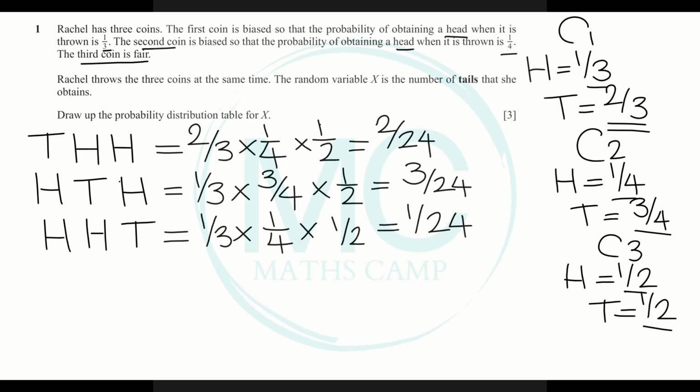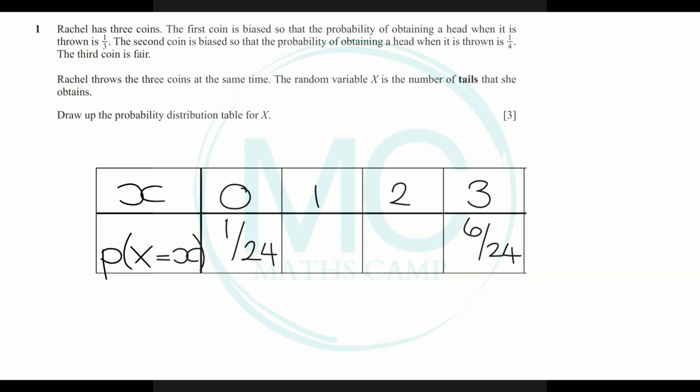But remember, I could get tails first, or tails second, or tails third, which means we need to add these together. 2 plus 3 is 5, plus 1 is 6. The probability of getting one tail is 6 over 24. And I can put this into my table as well.